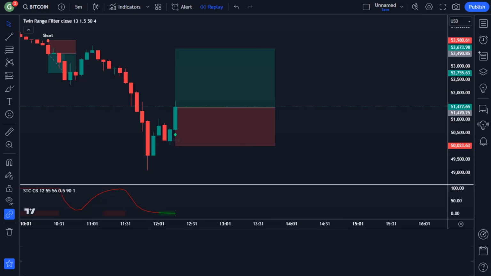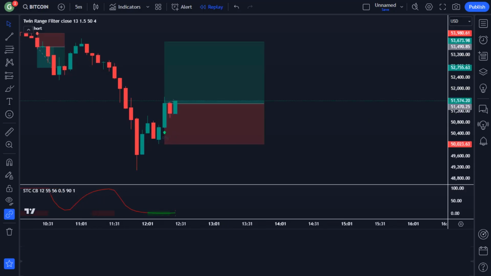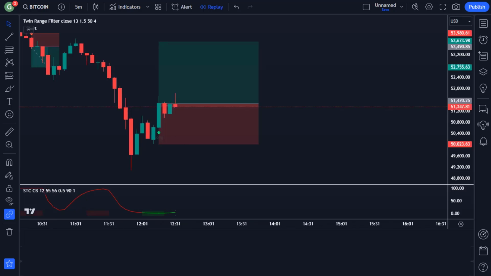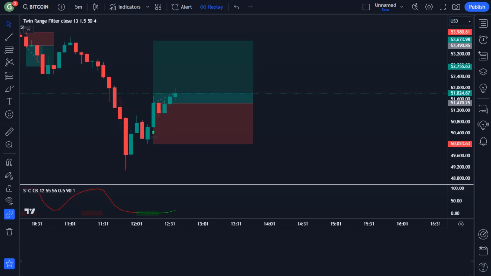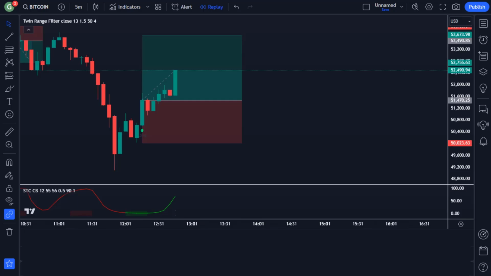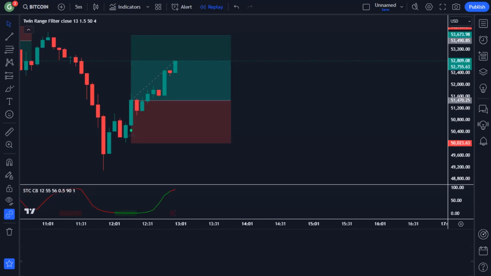How does this trade play out? The trade is winning in profit.